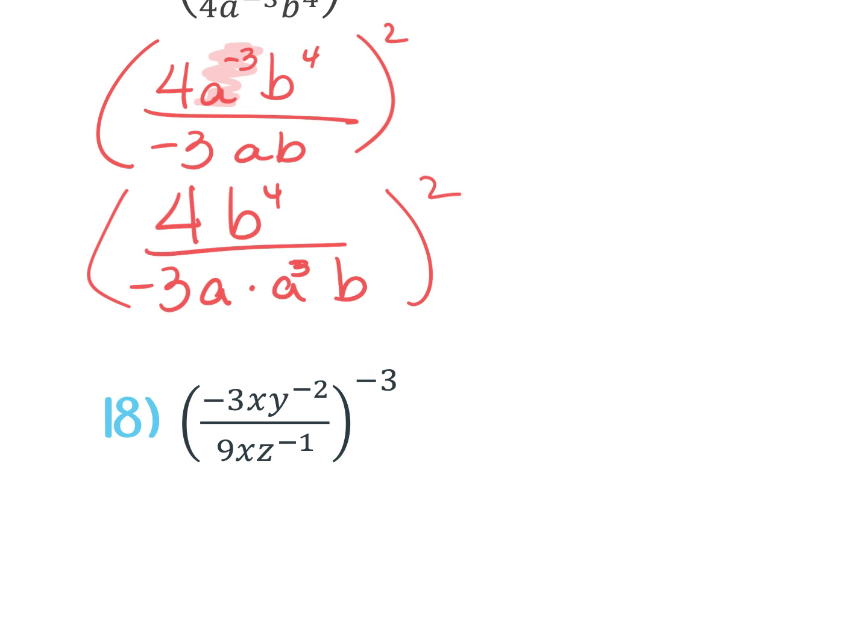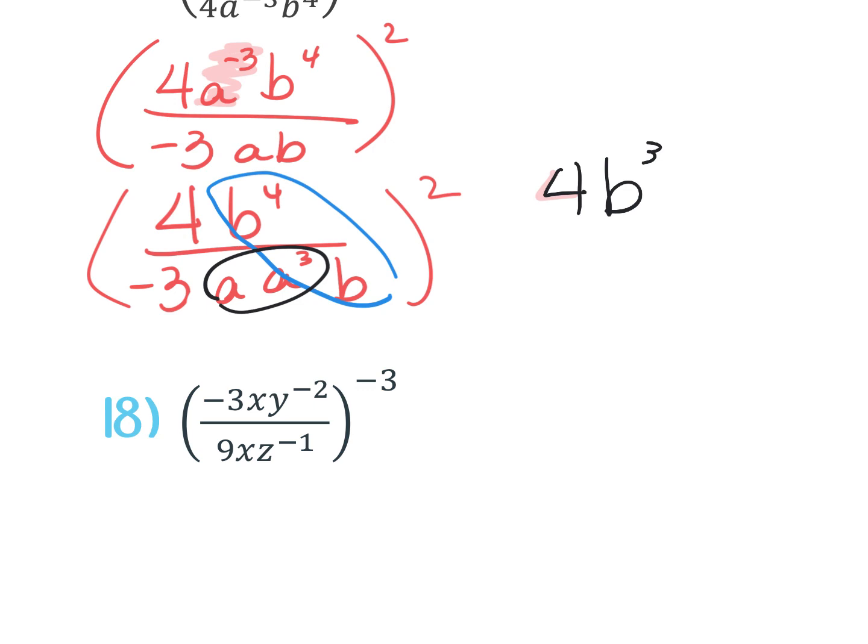Now, I could then simplify the a's, and I could simplify the b's as well. Let me go ahead and put that back. So this becomes a and then a to the third. So I'm going to subtract the b's, and I'm going to add these a's. So then now my fraction is going to be 4b to the third, because I'm doing 4 minus 1. And then I'm going to add the a's, a to the fourth.